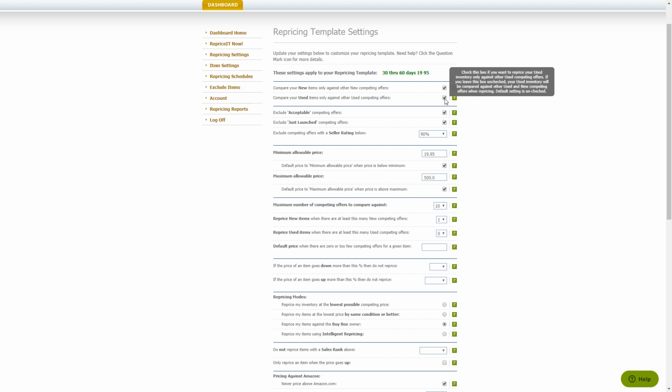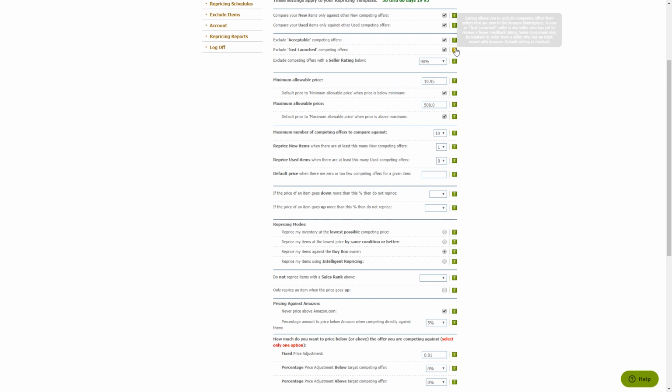Basically checked: acceptable, checked; just launch, checked. These are all to exclude. I mean, you don't want to price against those. 90. To be honest, I don't even know if this works. It could not even work. It could just be there. But either way, the minimum that you want it to be.